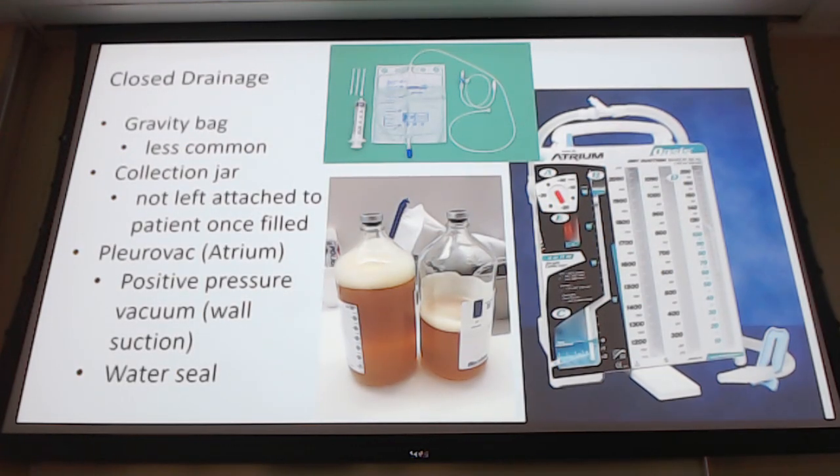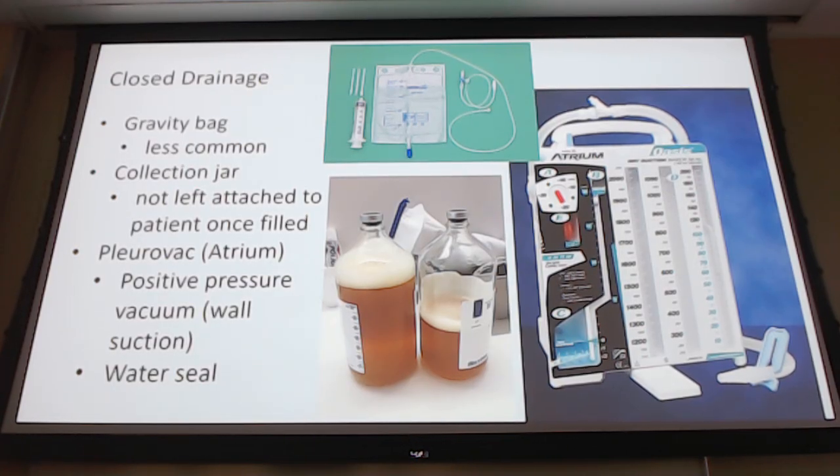Closed drainage. There are 3 different collection types for closed drainage. We have the gravity bag. Okay, so it's hooked up to the end of the tubing, and we just allow gravity to pull that fluid off gradually. Not as common. Okay, we see that more so with the malignant effusions, where we want it to come off slowly and give them gradual relief, because they can empty these bags on their own. Okay, so more so for palliative type care.